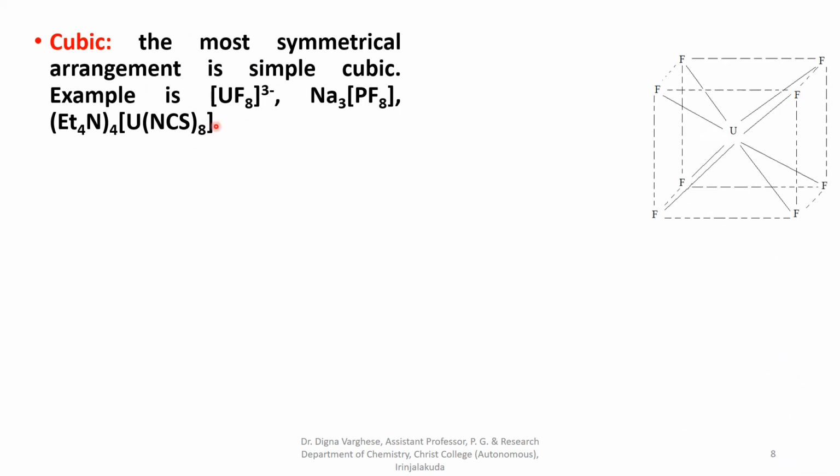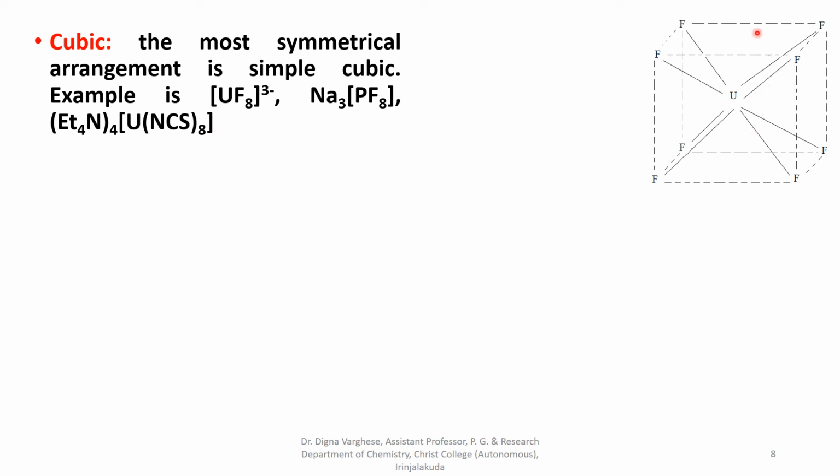In the cubic geometry, the most symmetrical arrangement is the simple cube. This is seen for UF8 3-, Na3[PF8], (Et4N)4[U(NCS)8]. Okay, these are some cubical arrangements for the complexes. Here you can see the UF8 3- structure, that is a cubic structure.